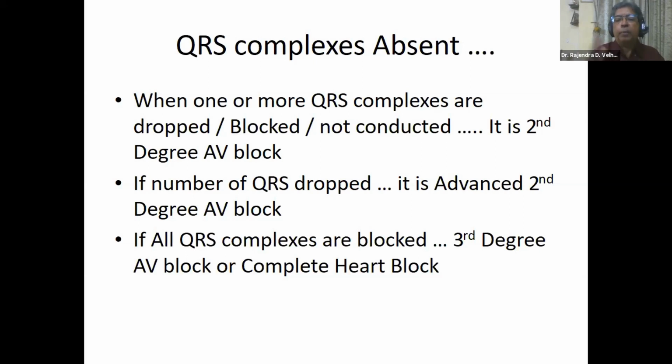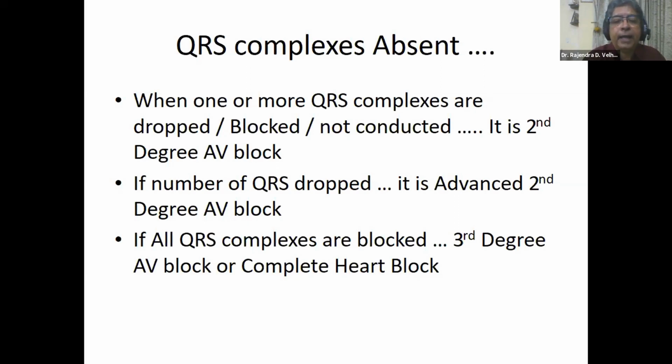And all complexes in the rhythm strip should have a P wave followed by a QRS complex, and they must follow this pattern, and none of them should be absent in the rhythm strip. And they should all look alike. Now, sometimes it happens in the rhythm strip that after a P wave, you don't see a QRS complex. That means the impulse is not conducted beyond the AV node. So the QRS complex is seen missing in the rhythm strip.